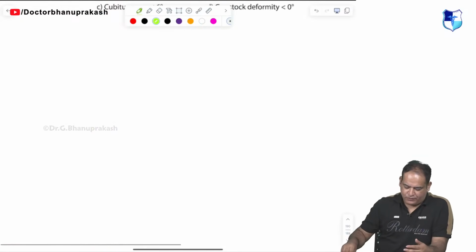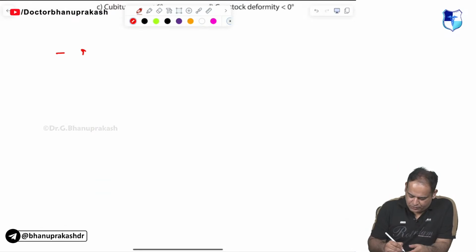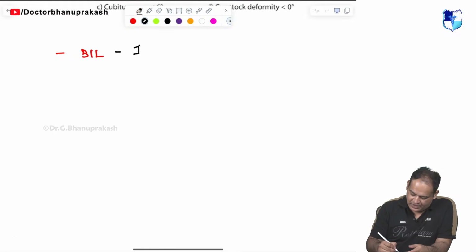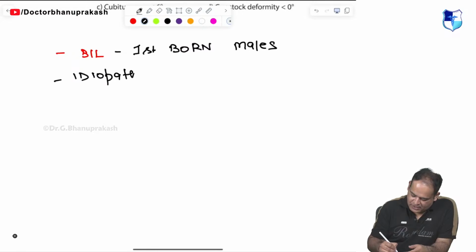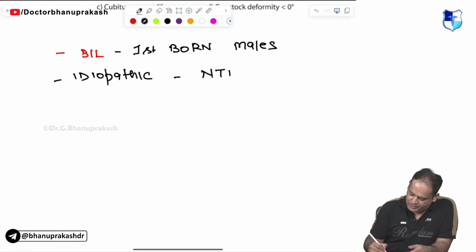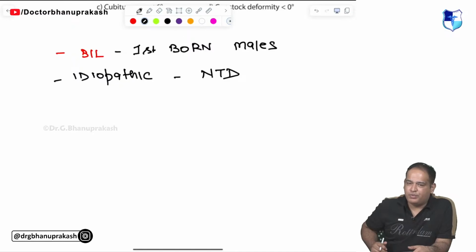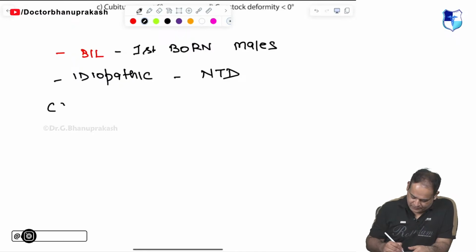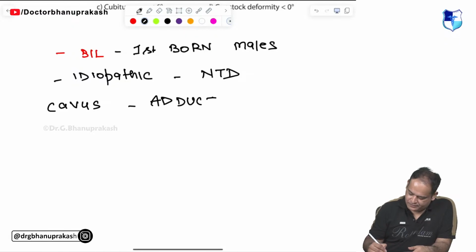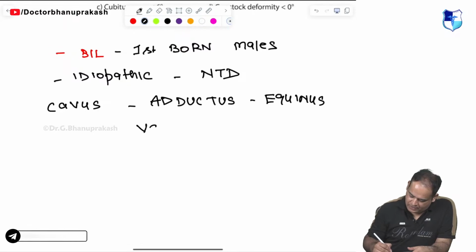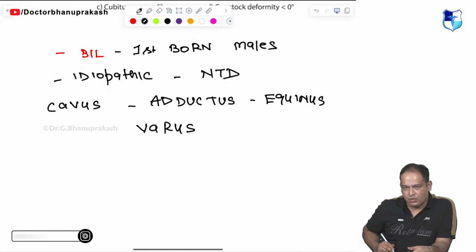See, in club foot, what do they ask? It is bilateral, right? It affects first born males, is idiopathic, and is commonly associated with neural tube defects. What is the anomaly? Cavus, adductus, equinus and varus. Okay.